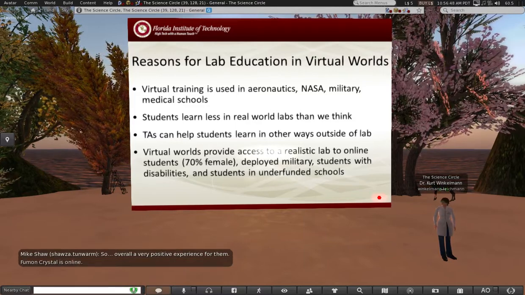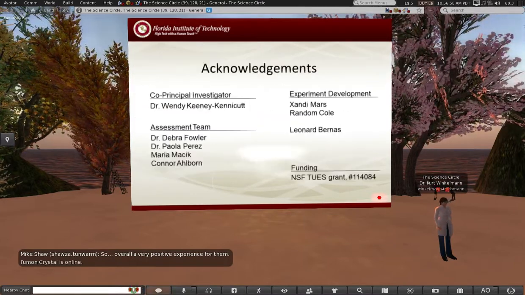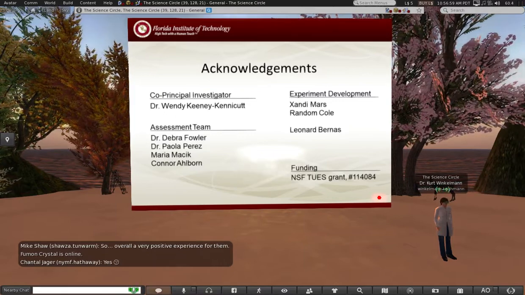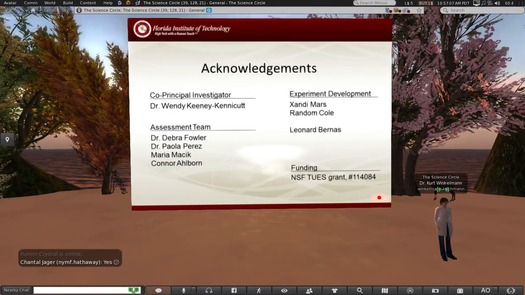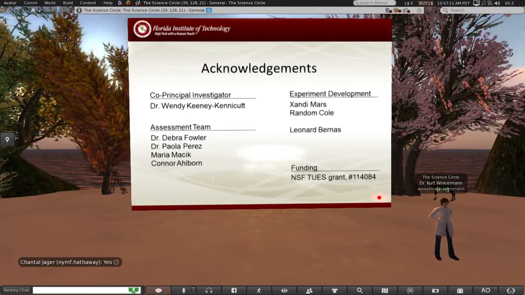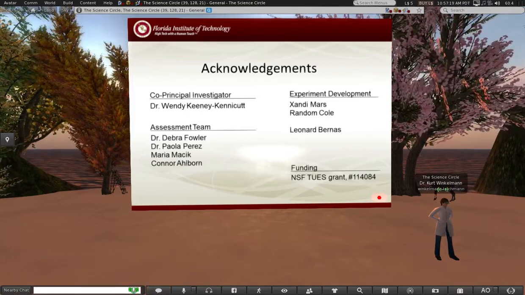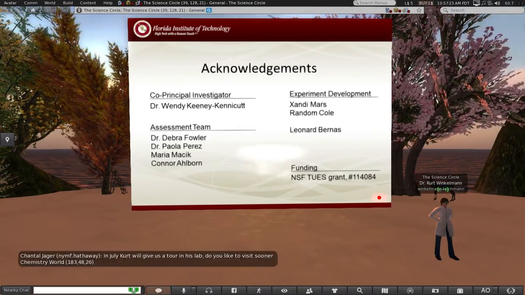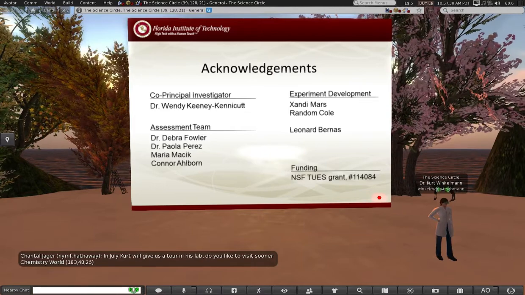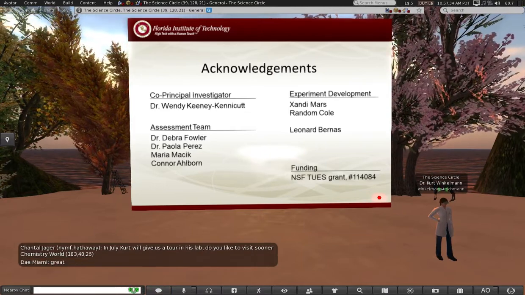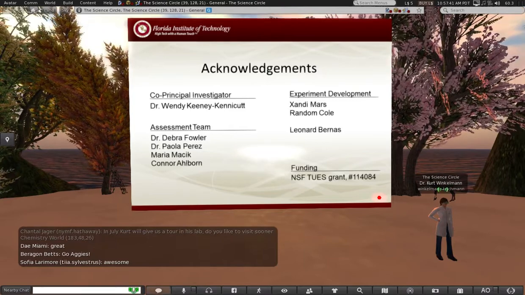My last slide is acknowledgments. My two developers were Zandy Mars and Random Cole, and I would highly recommend them if you want some really high quality development of student activities. My co-PI on this was Dr. Wendy Eaney Kennicott, and our assessment team was at Texas A&M. Lenny Burness was an undergrad at the time who helped. It was fun to be able to tell a student, hey, go into the lab, do these experiments, and make all the mistakes you can. Just record what the results are so that we can send it to the developers. And then we had some NSF funding for this. And I thank you for, yeah, go Aggies.